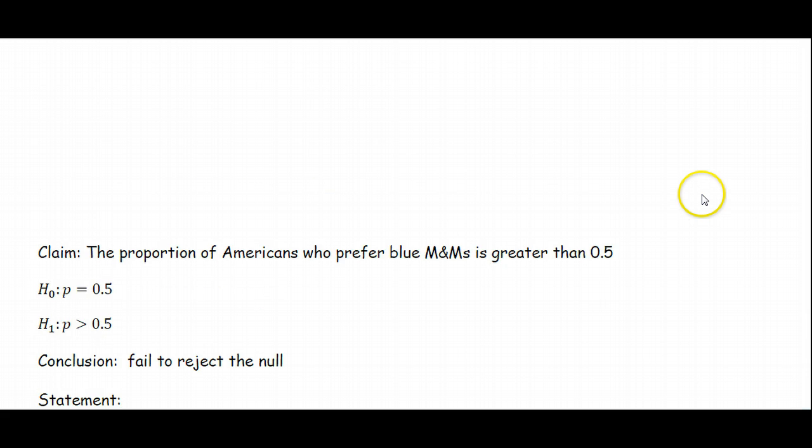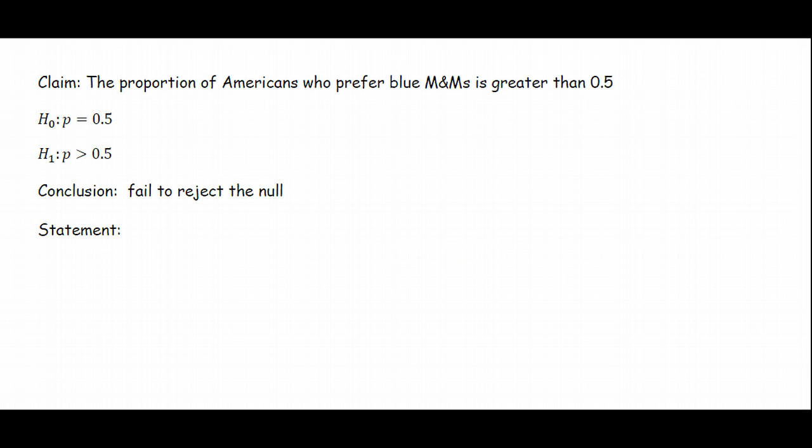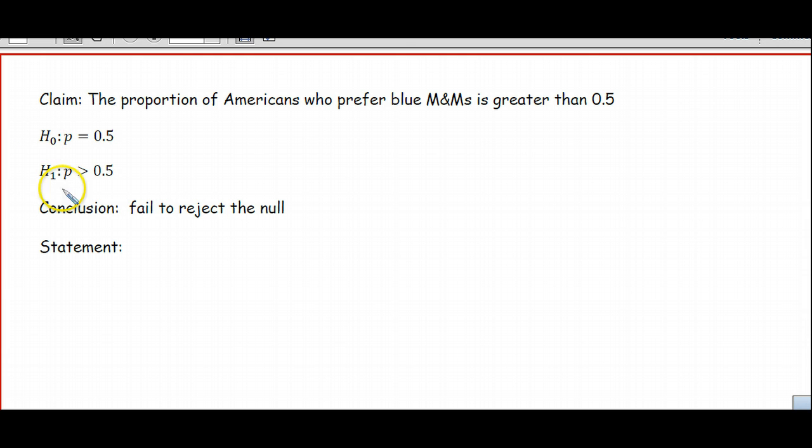So I have the same thing, that the claim is that it's greater than 0.5. So here's my null and my alternative again. This time I failed to reject, so I can't cross this out. Can I support that it's greater than 0.5? I can't. So I can't support this. So I don't say that I support the null, because we never talk about the null. I say there's not enough evidence for me to say this, so I can't support this.